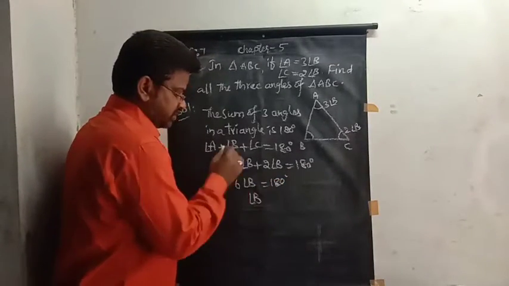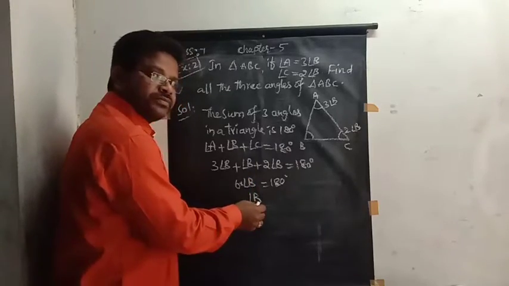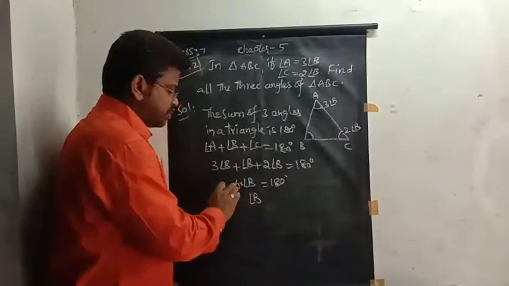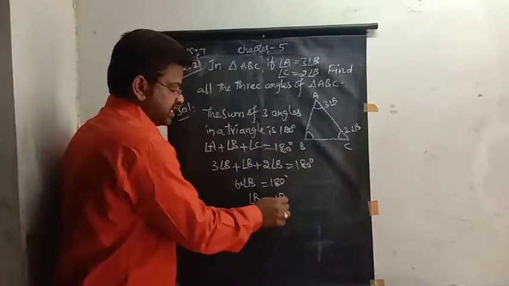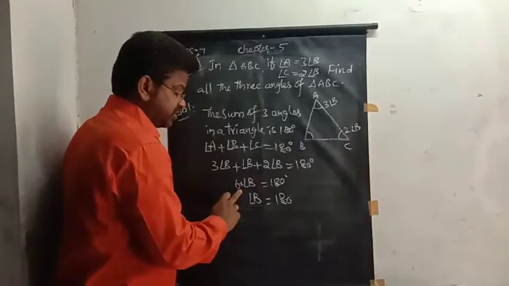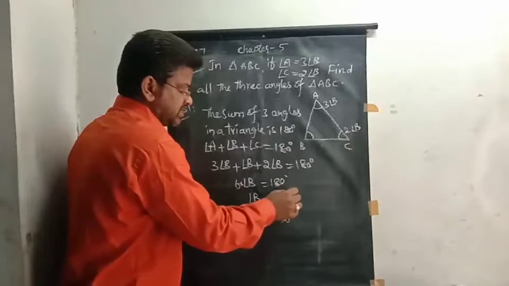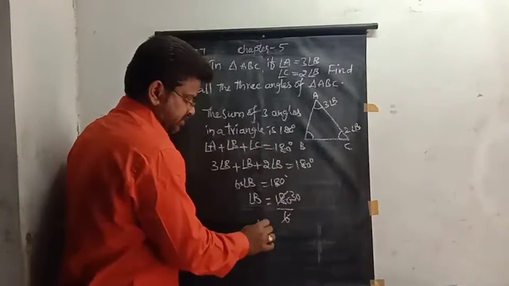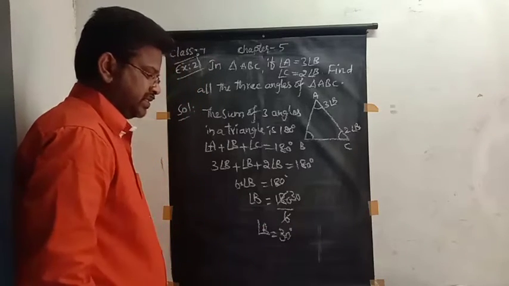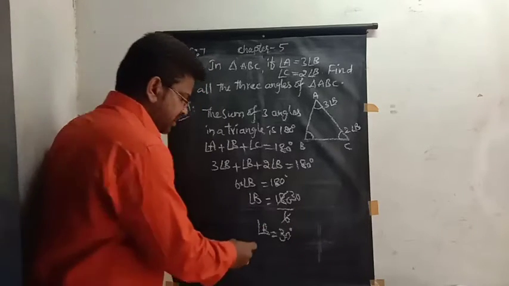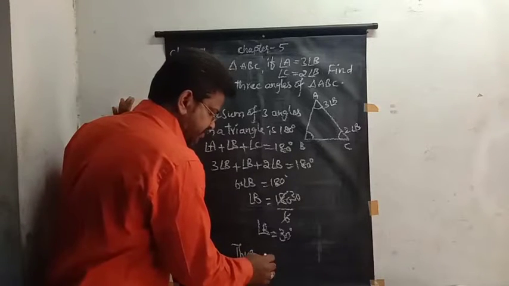So 6 angle B means 6 into angle B. If we transpose this 6 to the RHS, angle B is here, and this is 180. It is a multiplication, you know, 6 on this side. When we transpose, it will be divided, 180 by 6 is 30. So the angle B is equal to 30 degrees. Right? Thus, we can write angle A also.